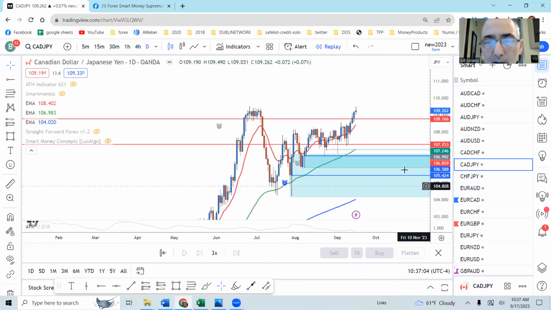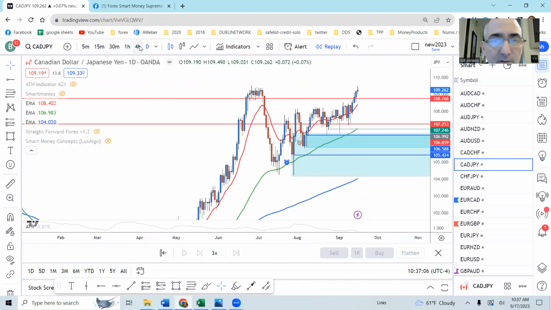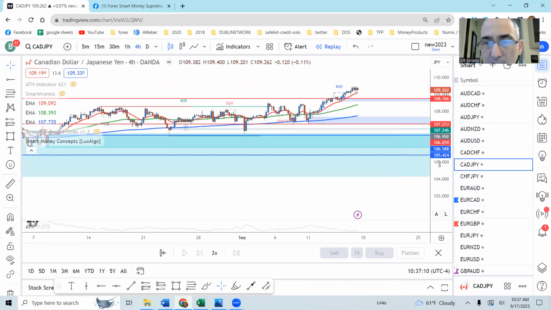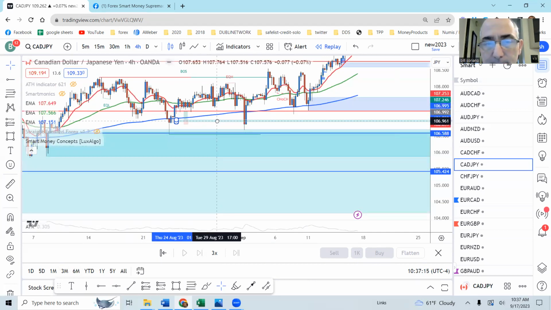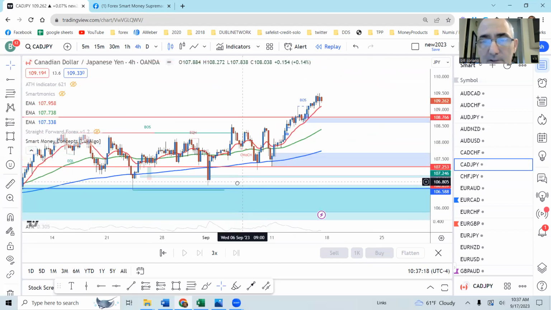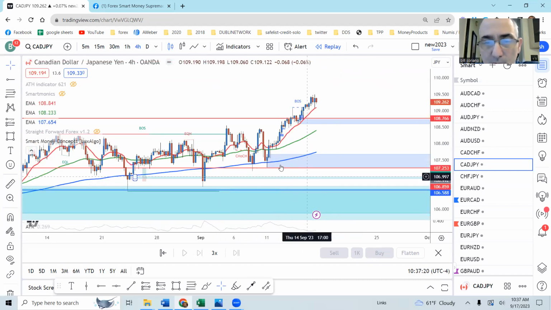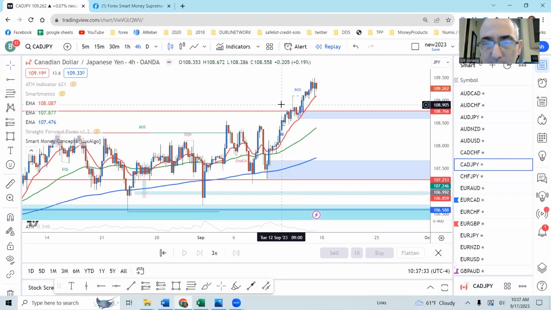CAD/JPY. Bullish price action here on the daily. We have our order block still marked up here, but we did get a break of structure to the upside. So with that break of structure, we do have another order block that we could potentially trade from. I don't like this area here, right? Let's see, we have this. We don't really have an engulfing candle. We do have some imbalance. This area down here, the same thing. We don't really have an engulfing candle. We do have imbalance.